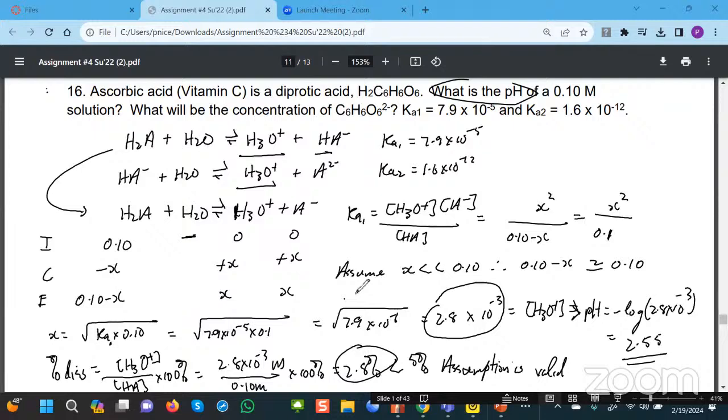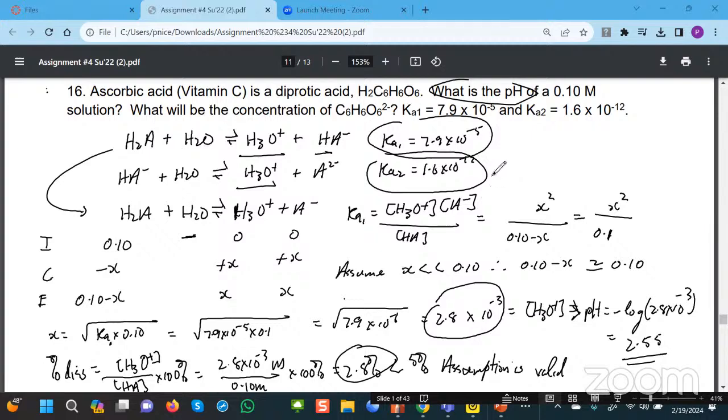For the second dissociation, it's going to be even smaller, because when you compare the Ka2 value to the Ka1 value, what do we see? This is 7.9 times 10 to the minus 5. That is 1.6 times 10 to the minus 12, right? That is different by a factor of about 10 to the what? 10 to the 7. You see what I'm saying?